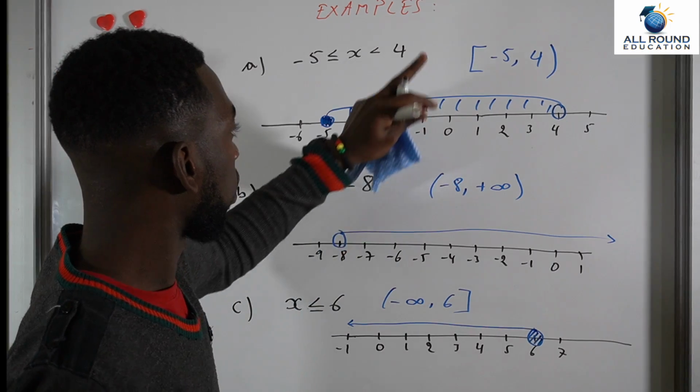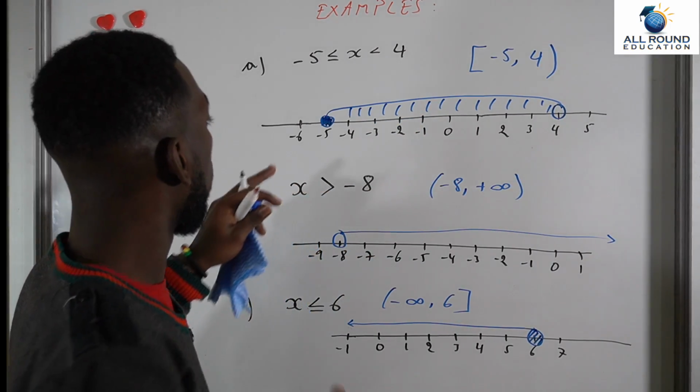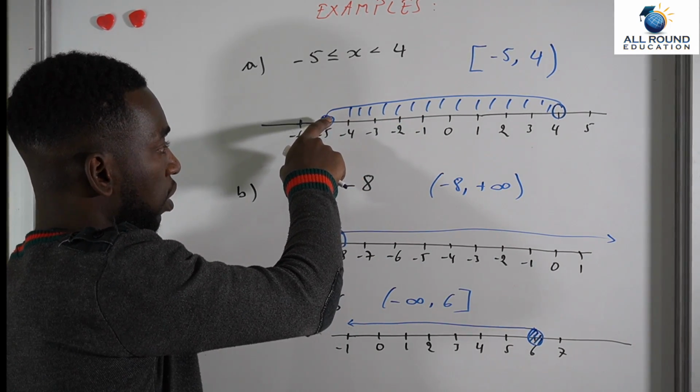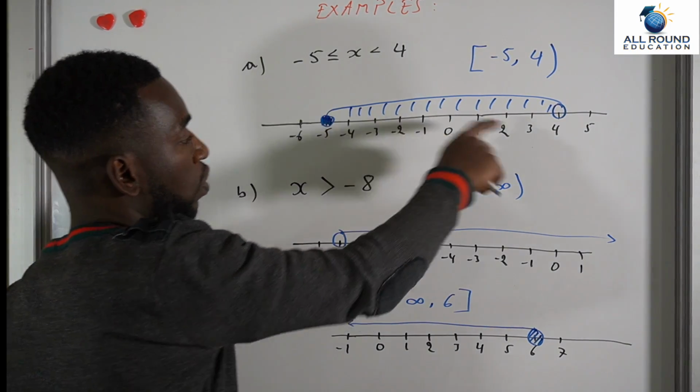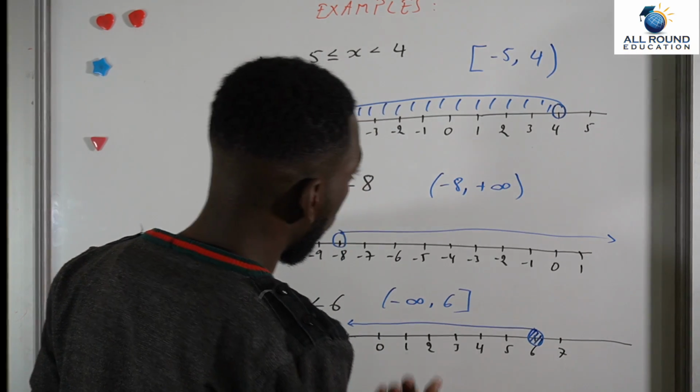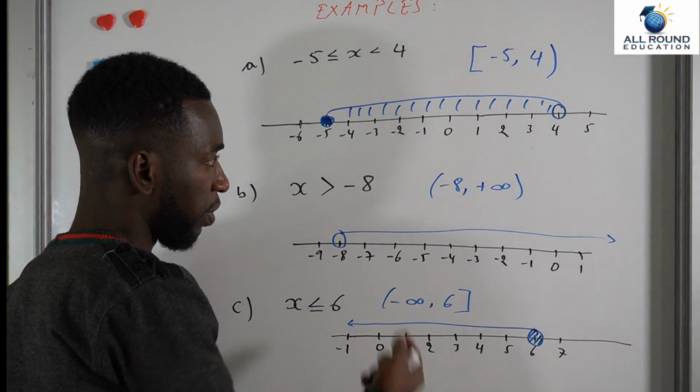Remember this notation, and also remember we circle and highlight the circle if the number is a part of the solution. If it's not included, it's just an empty circle. And this is how you present the solutions.